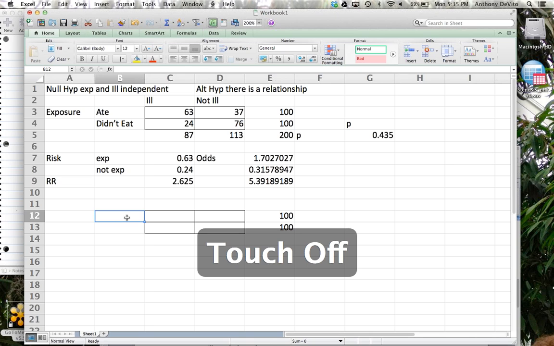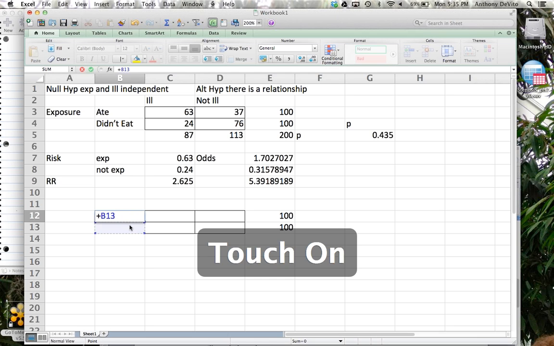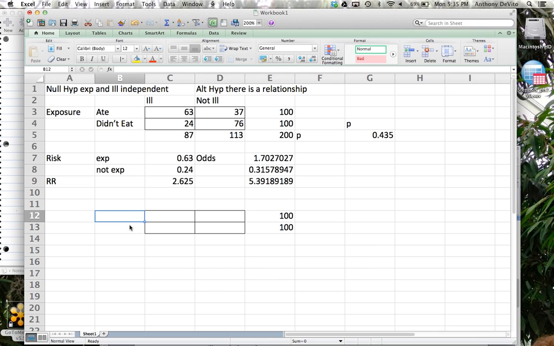So here's our exposed group. Oops. Let me try this again. Here's our exposed group. Up and change something here.